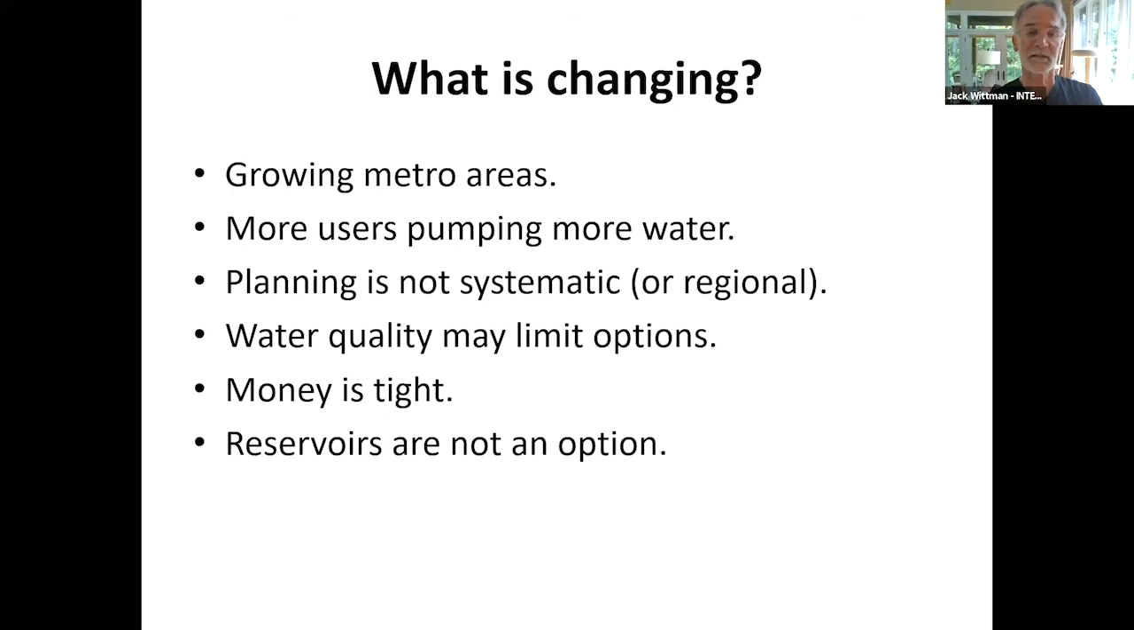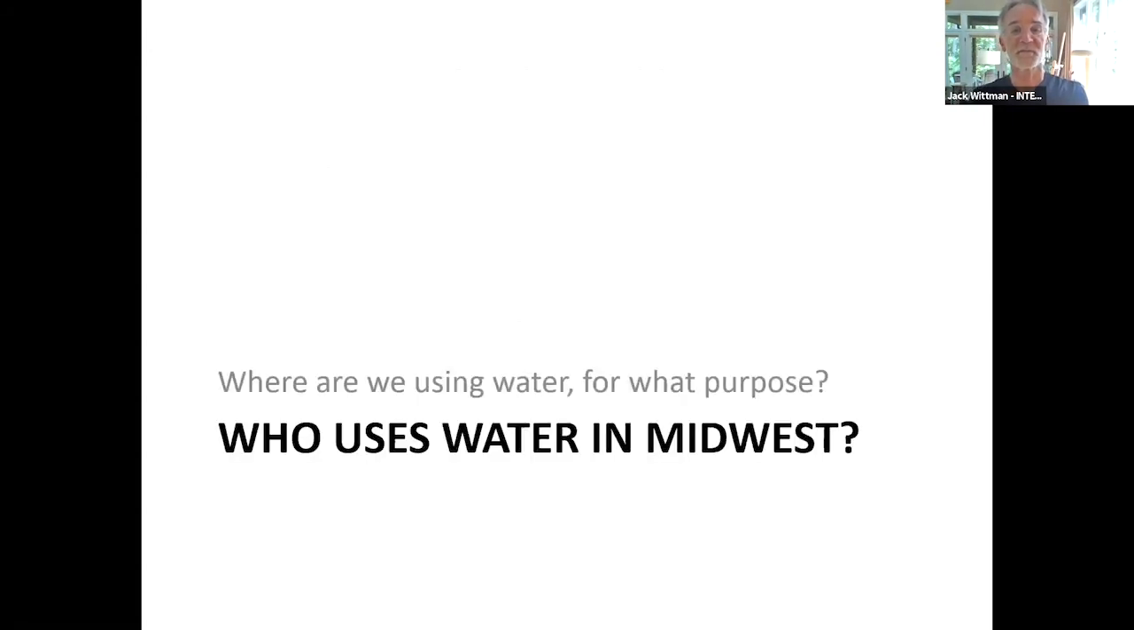Water quality can limit your options because water supply can be limited not just by there being no water in the river, but the water in the river isn't drinkable, or the water in the aquifer isn't drinkable. So water quality can force our hand. In our state, new reservoirs are not an option. It's just rare that anyone would propose it now.